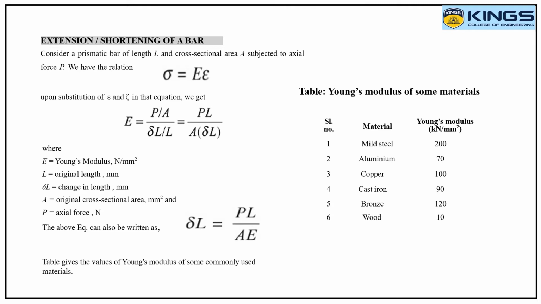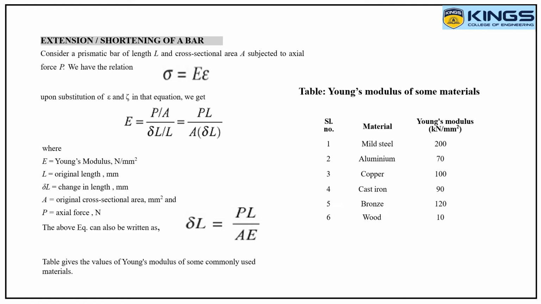P by A whole divided by del L by L. Here P is nothing but the load or force applied. Here it is an axial force. Then A is nothing but cross-sectional area. Del L is change in length. Here, if the load is tensile, then there is an increase in length. If the load is in compressive mode, then there is a decrease in length. So we get the equation as E is equal to PL by A del L.